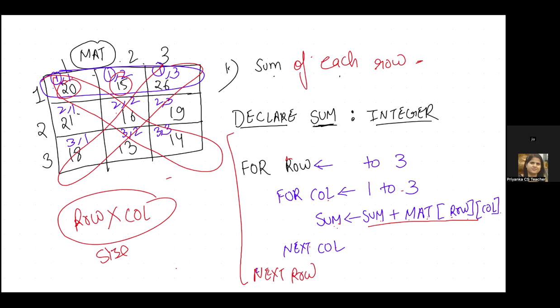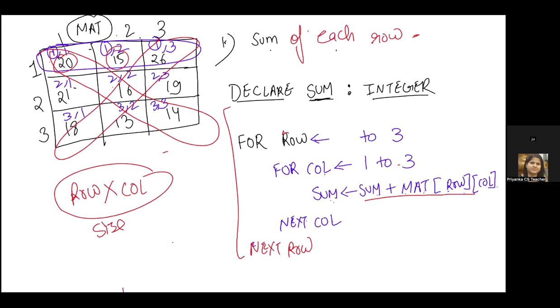No, sum of each row. So it'll become print the sum of every row. It'll print the sum before it switches to the next column. So where should I put sum equal to 0? You put it right after it says next call, right after it says next call.